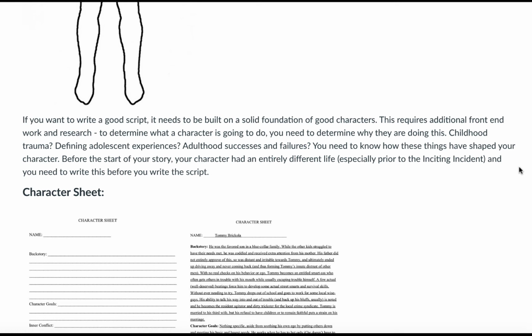And I'll give you a little hint. One of the reasons you want to do this is because if you don't, very often you will start your script too early. You'll start it before your story actually starts because you're busy writing the backstory of this character. If you establish, at least in your own mind, what the character's backstory is, it's easier for you to tell where the real story begins.